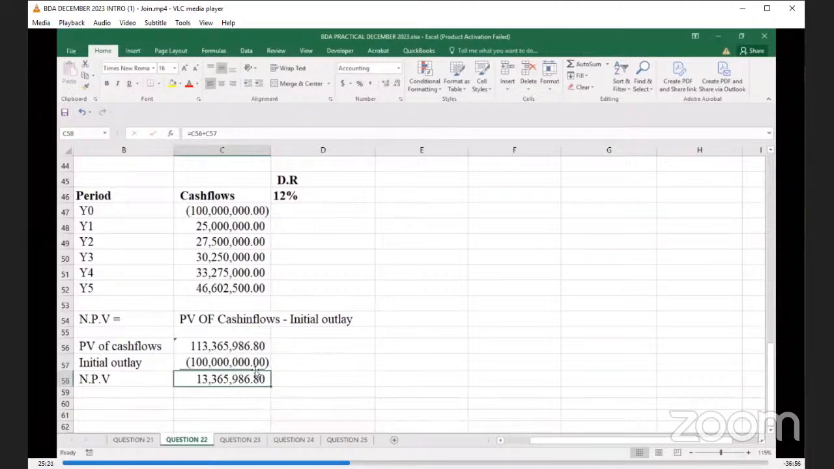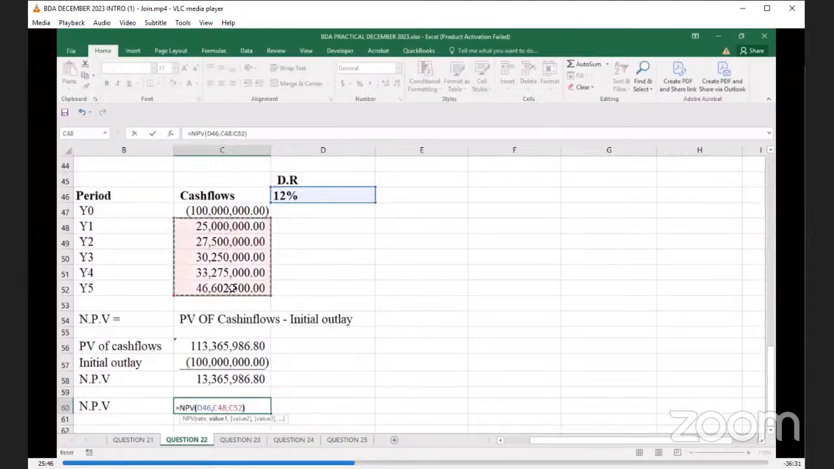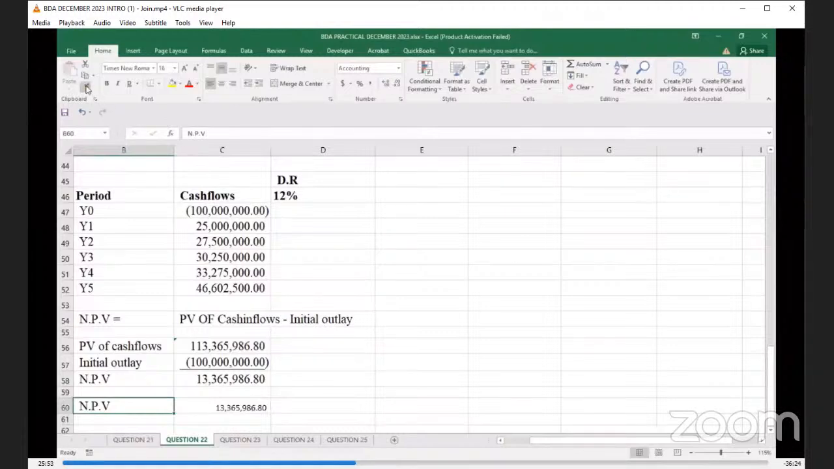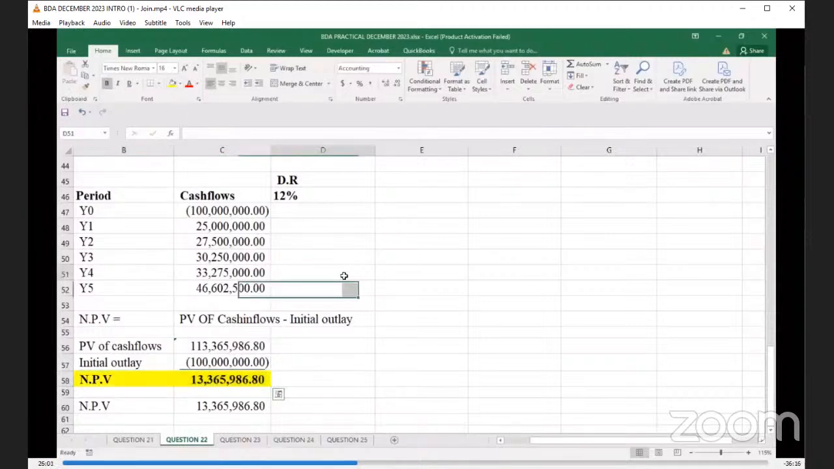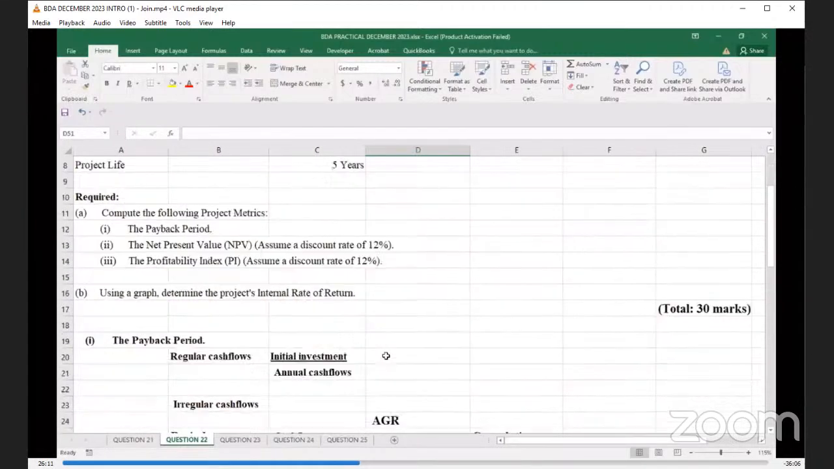Alternatively, you can decide to use this direct formula, where you say your NPV is equal to the NPV formula: you take your rate, which is 12%, comma, all your values like that, comma, then you less your initial outlay. You still arrive at the same value here. So this is what our examiner wanted us to determine.